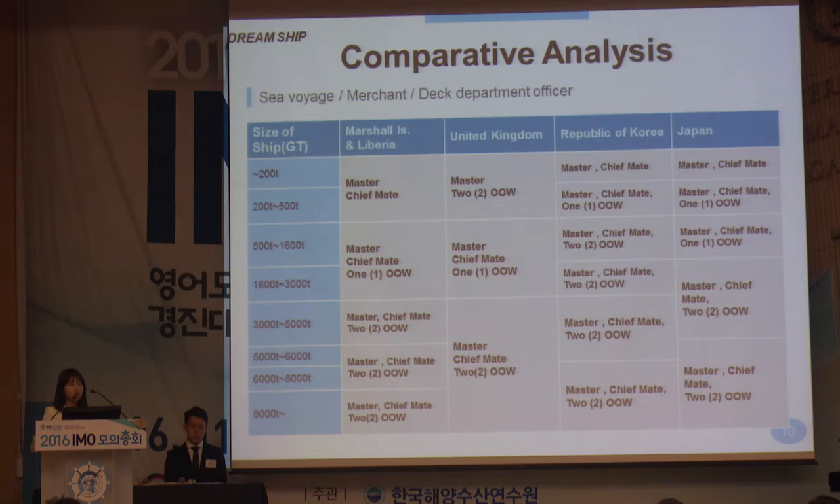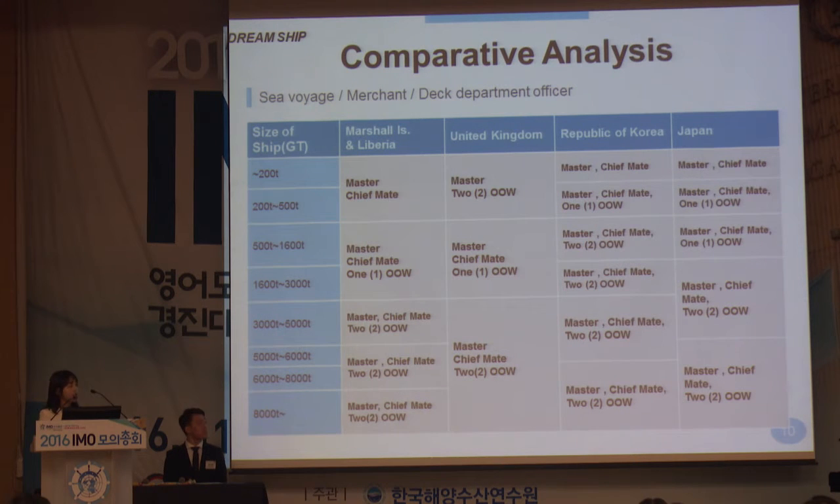This table shows the safe manning level of the 6 countries, and from this table we can see that the tonnage factor of each country is considerably various, and there is a difference in the number of officers required. Moreover, only Marshall Islands and Liberia adopted the same standard among the 6 countries. Especially in the case of Republic of Korea and Japan, the license is divided into 6 grades. So even if the same number of officers is required, different qualifications are needed.